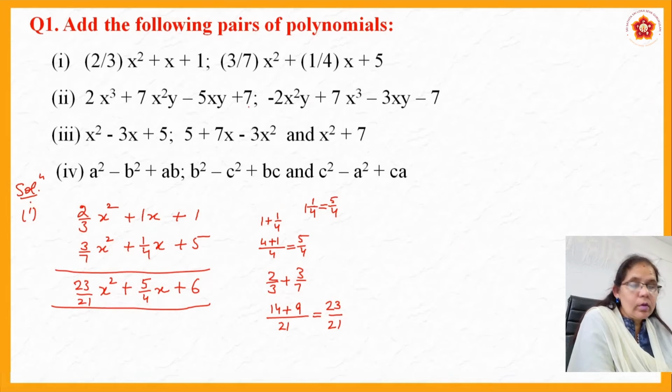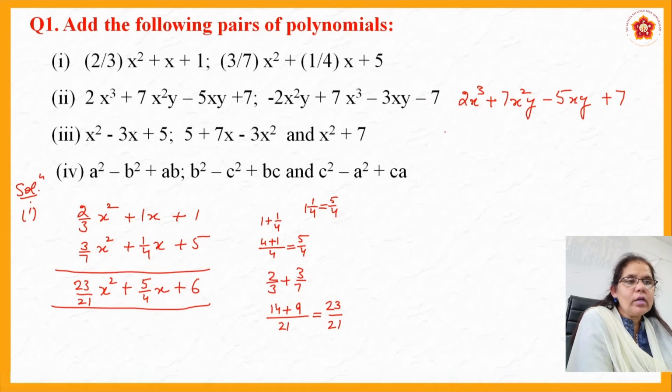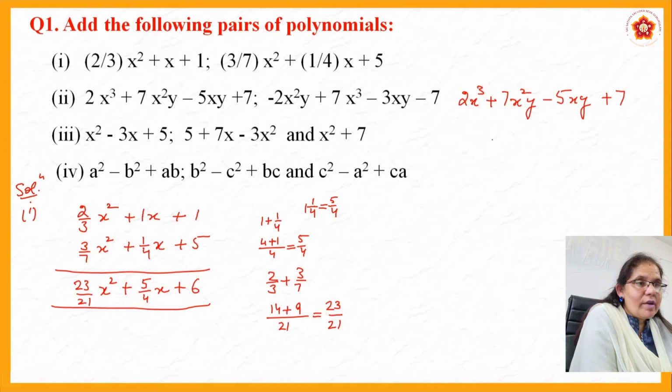We'll do more questions. Let us look at the second one. Second one is 2x cube plus 7x square y minus 5xy plus 7. Write down the second polynomial below it, but ensure that you write down the like terms together. Now minus 2x square y. So I will write minus 2x square y here.